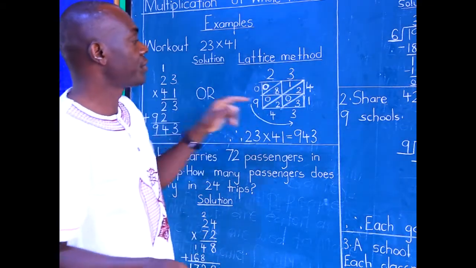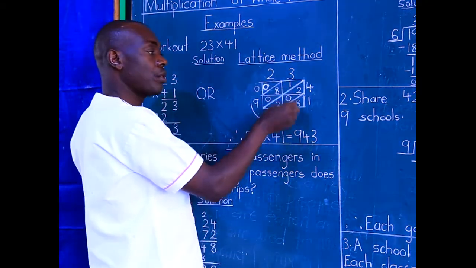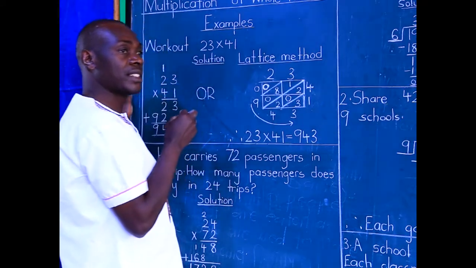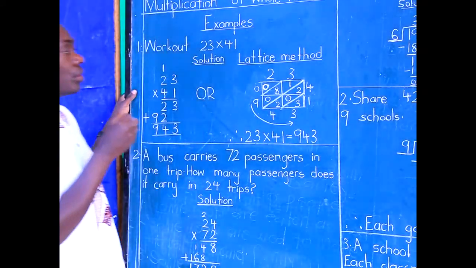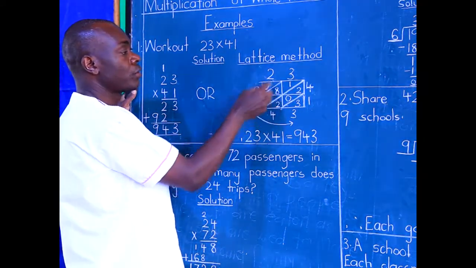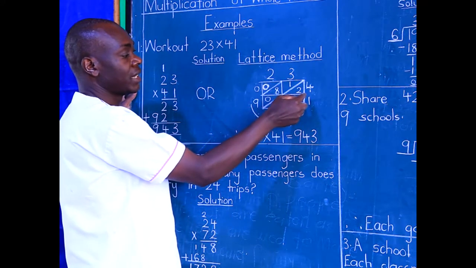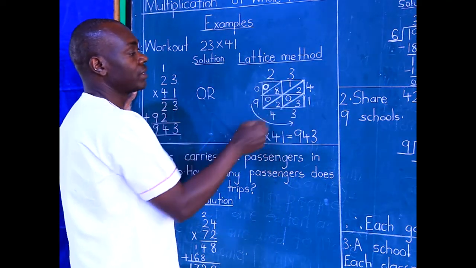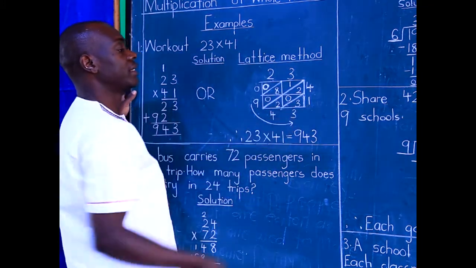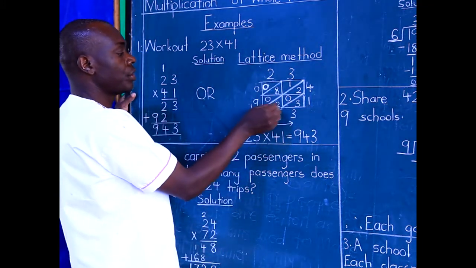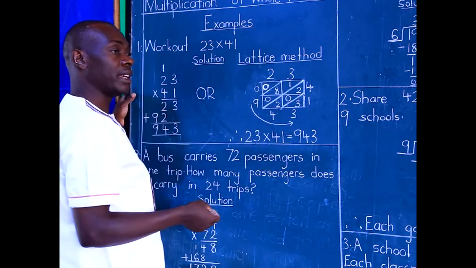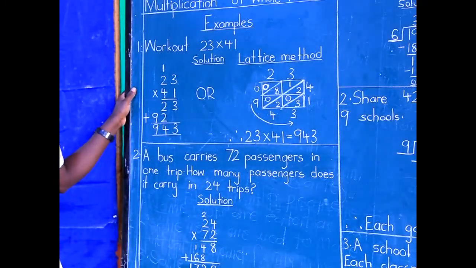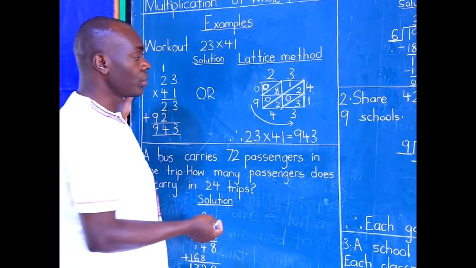Then 3 times 4, you get 12, write 1, 2 as digits that make 12, and then go. In this box, we are going to multiply 2 by 1. So 2 times 1, you get 2, write 0, 2. Why? The product is less than 10. Then go.